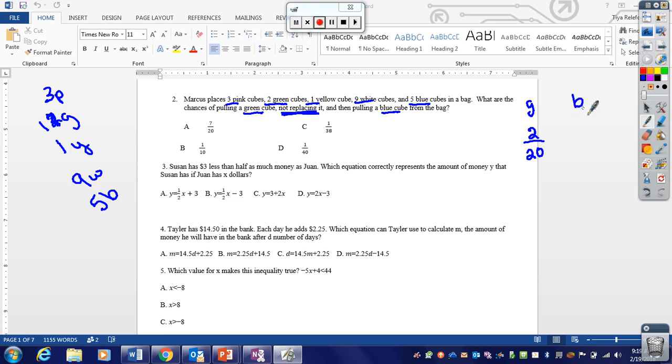Now I want a blue. How many blues are there? 5 out of how many? Not 20 anymore. Go back and count them all up again. There are no longer 20 cubes. You took them out. Top times top, bottom times bottom, and then you'll have to simplify to find your answer.